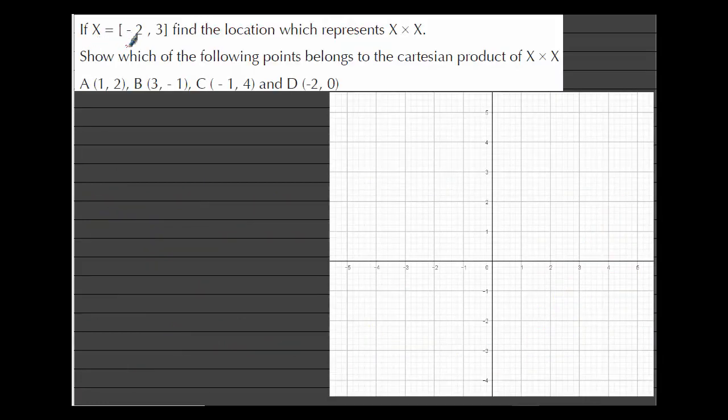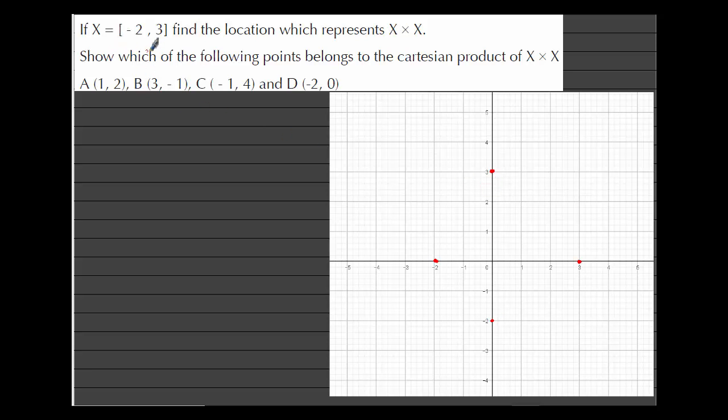If X equals the interval -2 and 3, find the location which represents X multiply X. So from -2 to 3 on the x-axis here, and from -2 to 3 on the vertical axis. Again, from -2 to 3 on the horizontal axis. How do we represent X multiply X? Like this, from -2 to 3 on the horizontal axis, from -2 to 3 on the vertical axis.